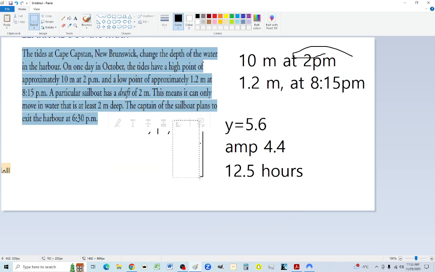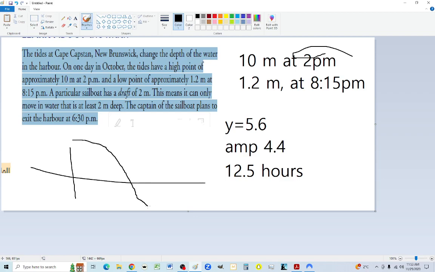So they're going to say a particular sailboat has a draft at 2 p.m. This means it can only move in waters that are at least 2 meters deep. The captain of the sailboat plans to exit the harbor at 6:30 p.m. So we're going to assume the tides are always like this for this specific period. And we can start at any point. We can make the high tide the start. So for instance, we can make the high tide start at 6:20 if we want.